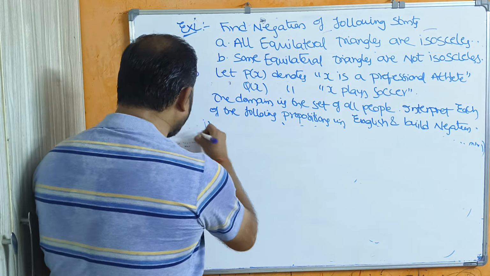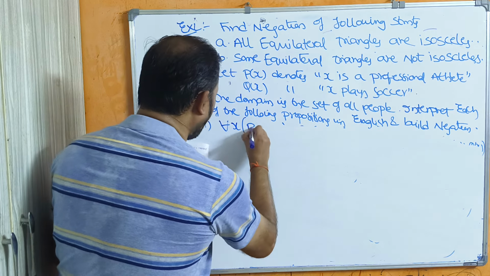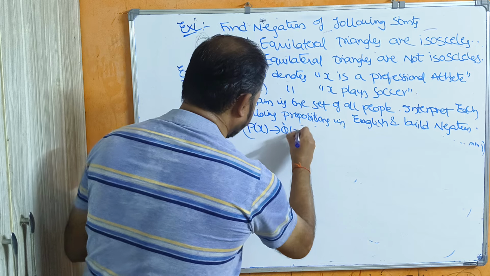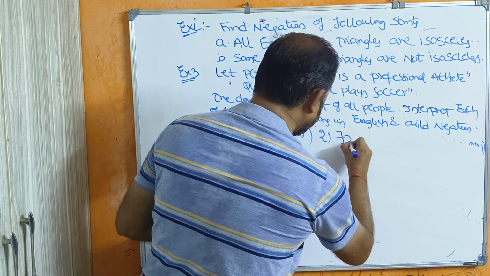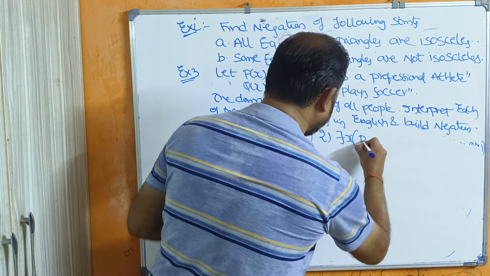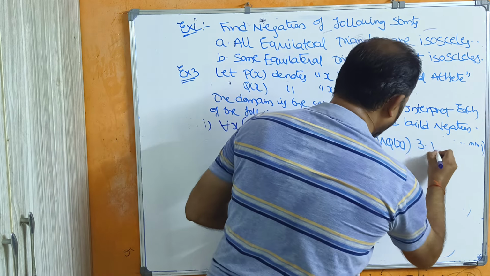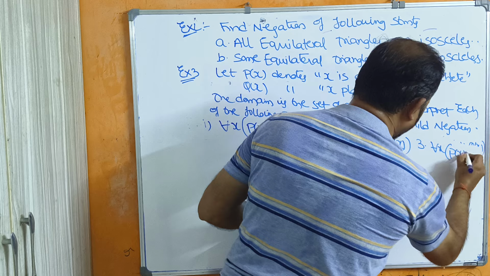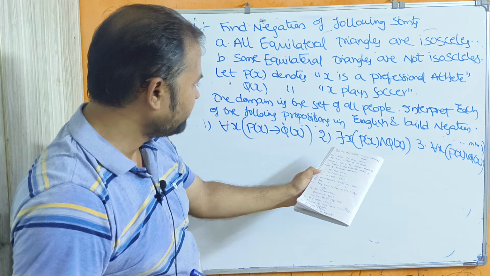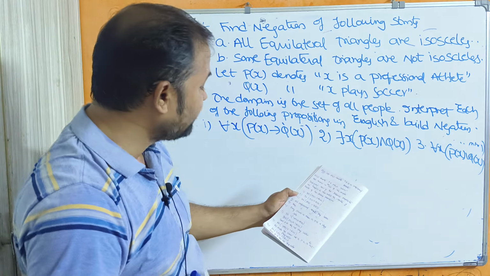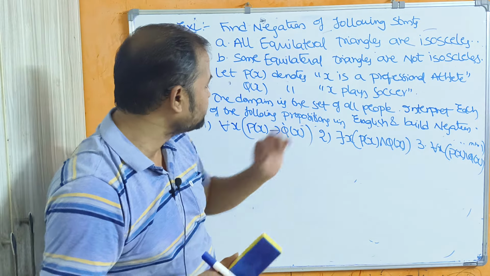So here the first one is for all x, P of x implies Q of x. The second statement is there exists x, P of x and Q of x. And the third one is for all x, P of x or Q of x. So first we have to interpret all these propositions in English.